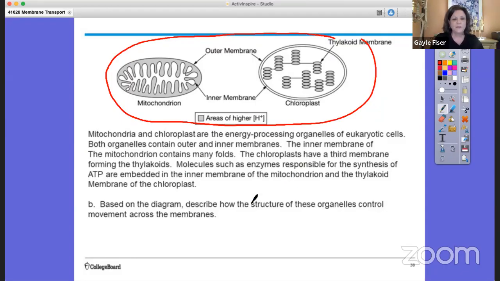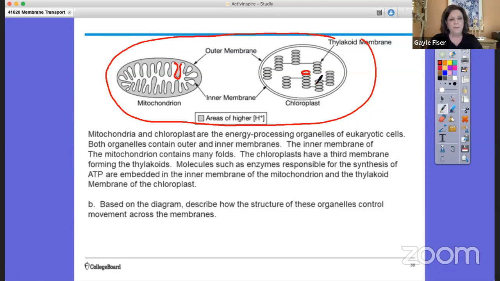I'll read this scenario one more time, and then we'll see what B wants us to do. All right, mitochondria and chloroplasts are the energy processing organelles of eukaryotic cells. Both organelles contain outer and inner membranes. The inner membrane of the mitochondria contains many folds. The chloroplasts have a third membrane forming the thylakoids. Molecules such as enzymes responsible for the synthesis of ATP are embedded in the inner membrane of the mitochondria. Okay, so this is where those enzymes are. And then on this thylakoid membrane also, embedded in the inner membrane of the mitochondria and the thylakoid membrane of the chloroplast.